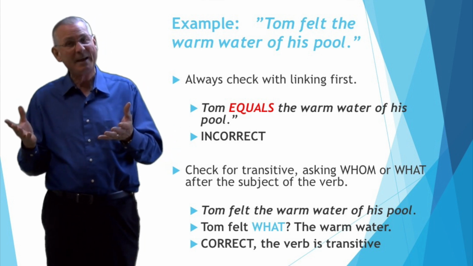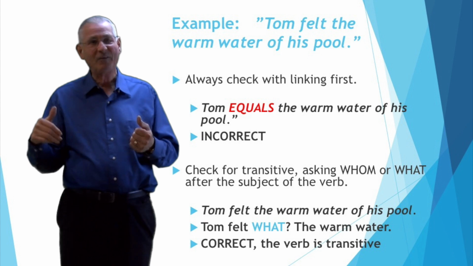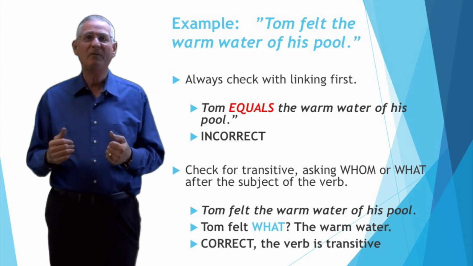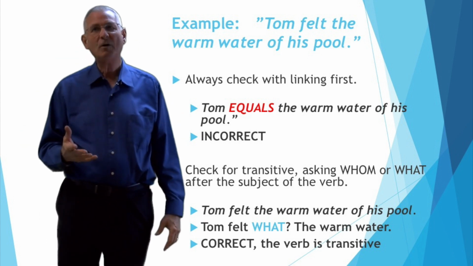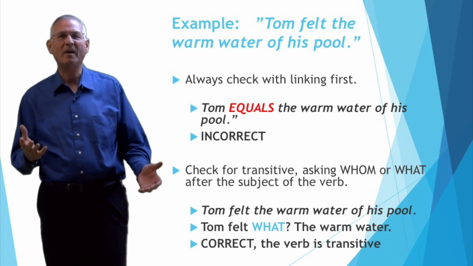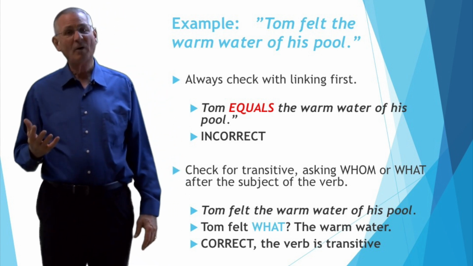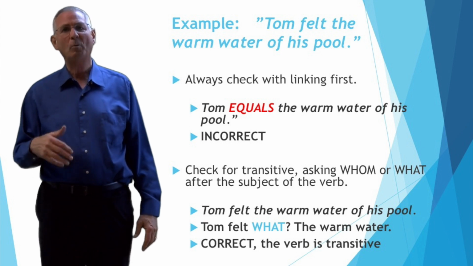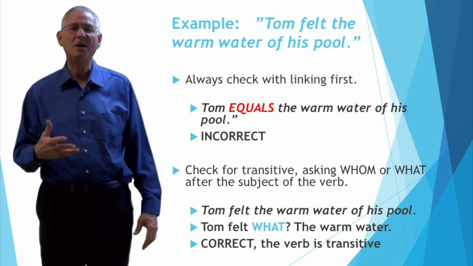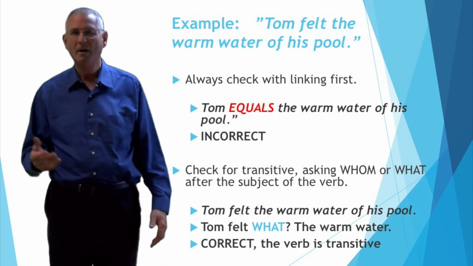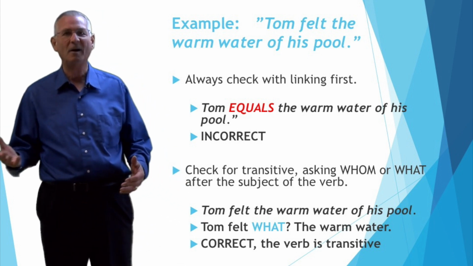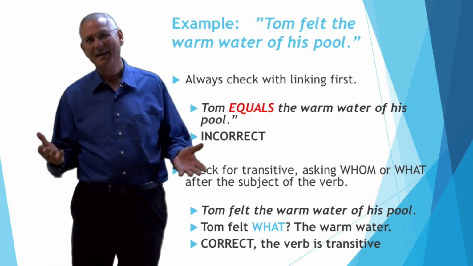But if it didn't make sense, as in the next step, which is going to be step number 3, to check for a transitive verb, let's use the sentence, "Tom felt the warm water of his pool." We always start with linking first, so we'll replace felt with equals. Tom equals the warm water of his pool. Obviously, Tom is not warm water. It is not a linking verb.